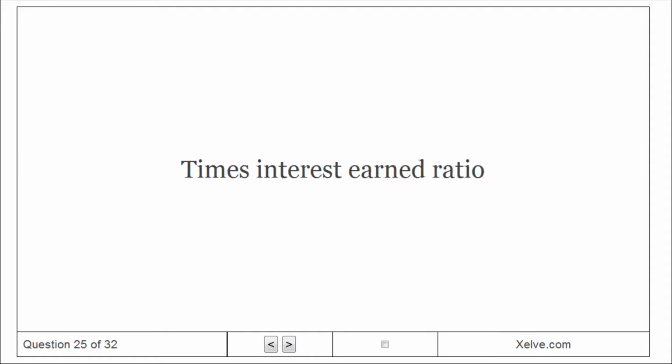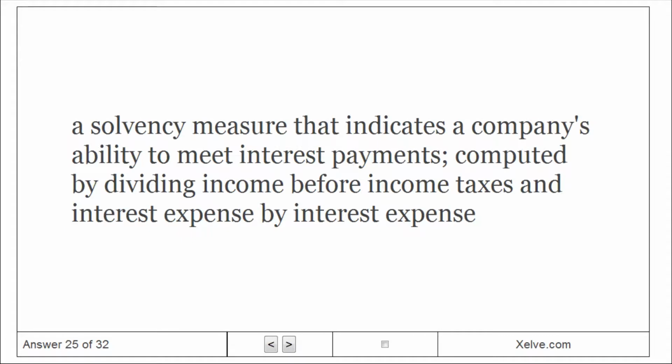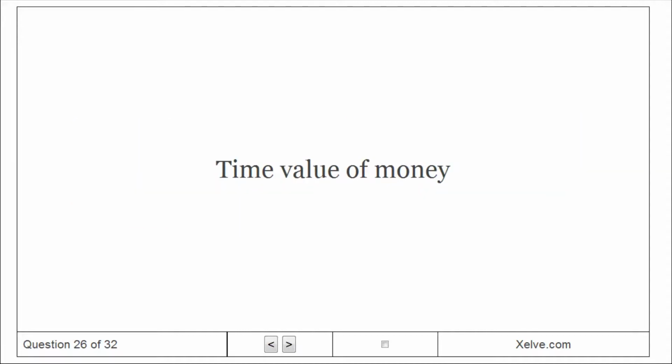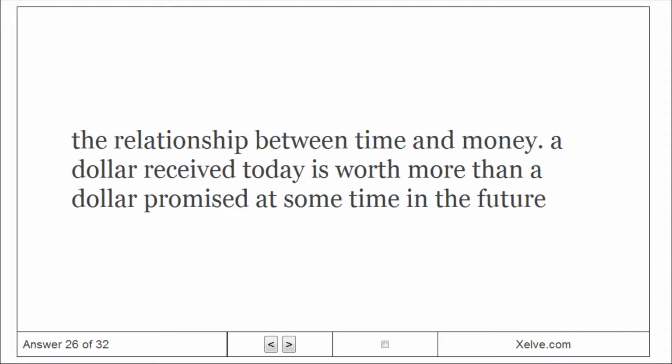Times interest earned ratio. A solvency measure that indicates a company's ability to meet interest payments, computed by dividing income before income taxes and interest expense by interest expense. Time value of money. The relationship between time and money. A dollar received today is worth more than a dollar promised at some time in the future.